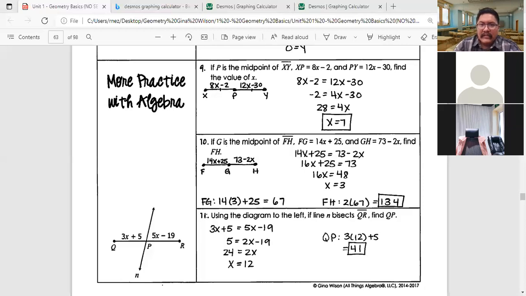All right, let's see. Using the diagram to the left, if line N, so this is our line N, bisects QR, find QP. Oh, there's QP. We're done. Nope, not that easy, right? Bisecting means that it's cut exactly in half, so these two things are the same size.